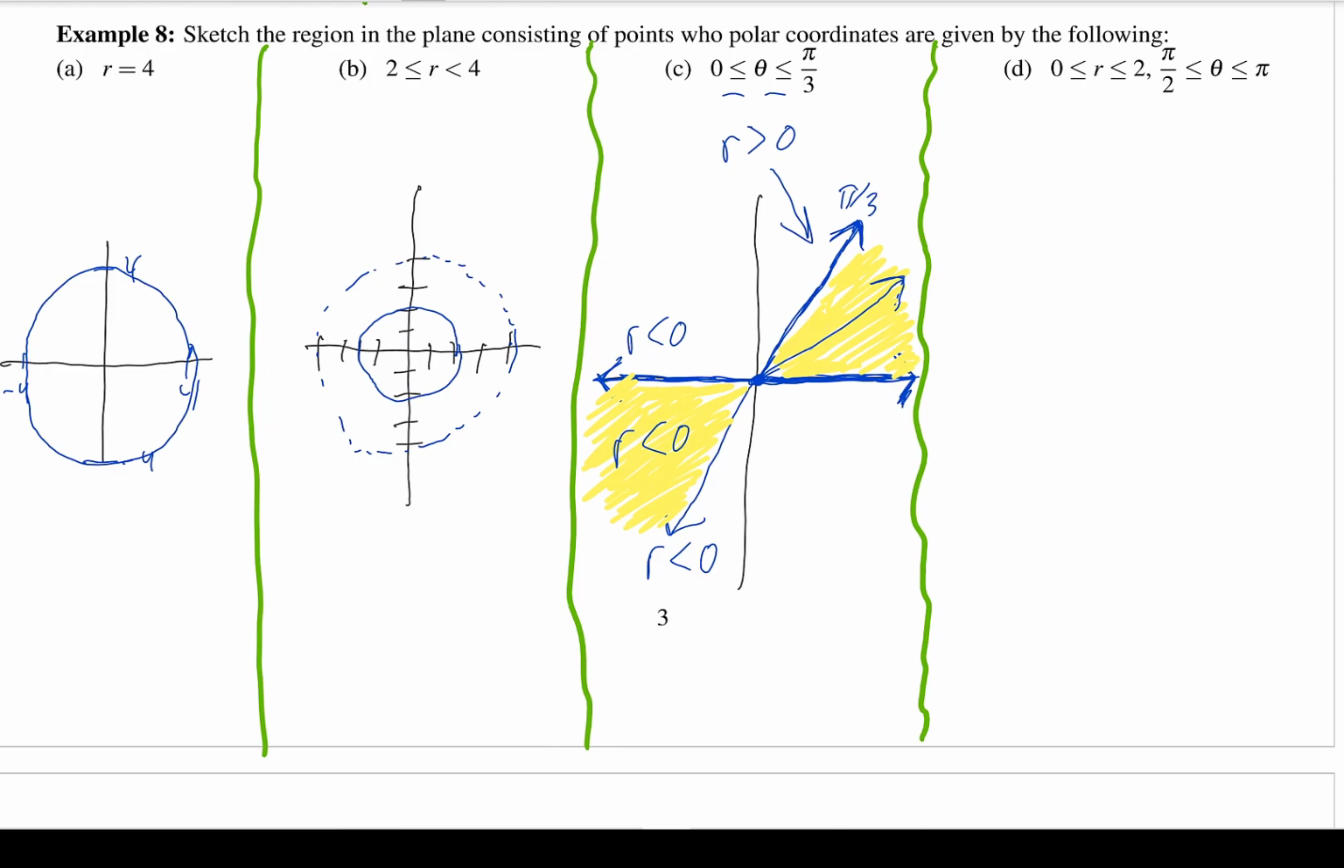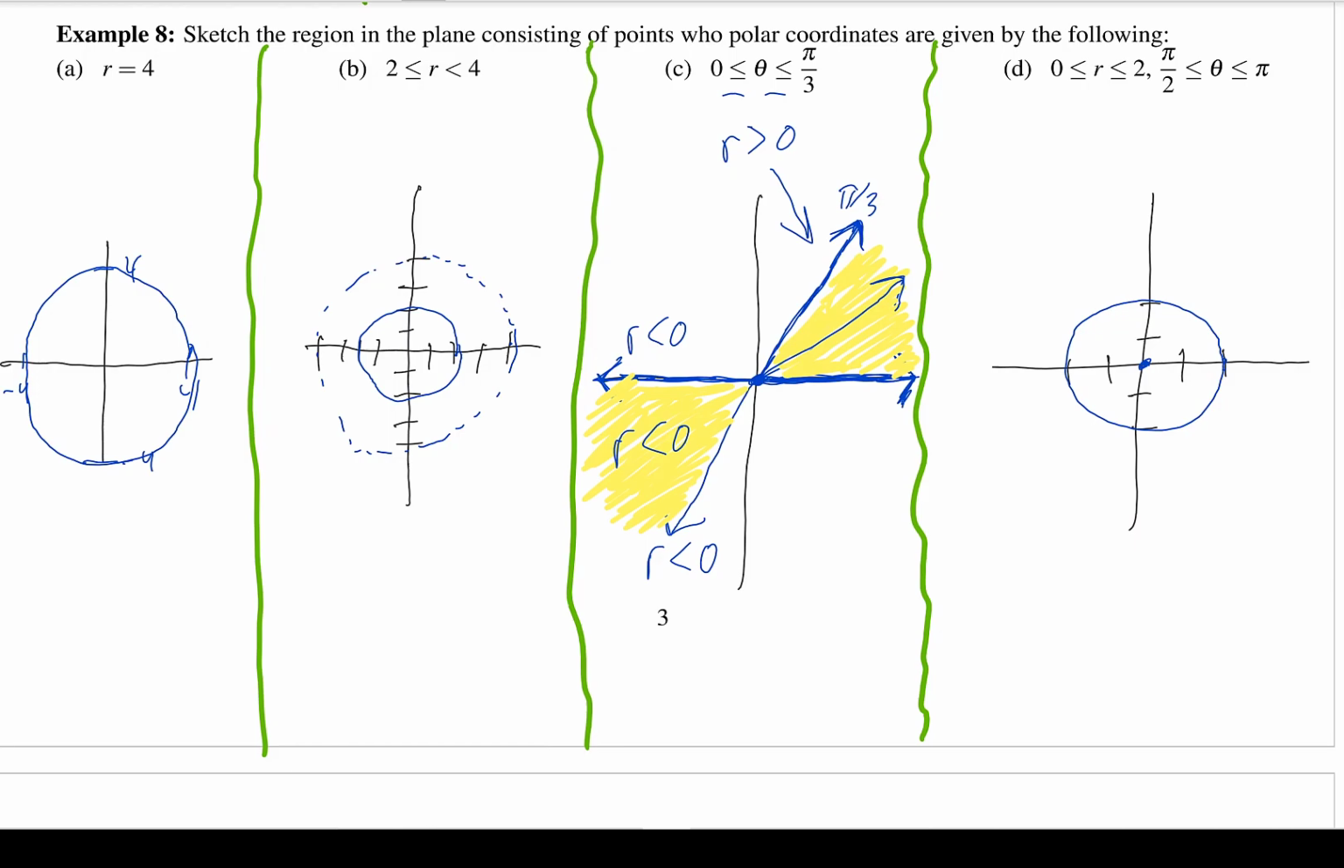Okay. Now let's consider part D. I'm going to start with the part where it says r has to be greater than or equal to 0, but less than or equal to 2. So that means I'm in between a circle of radius 0, which is just the point at the origin, and a circle of radius 2. So then this tells me that I'm going to be including everything inside the circle.